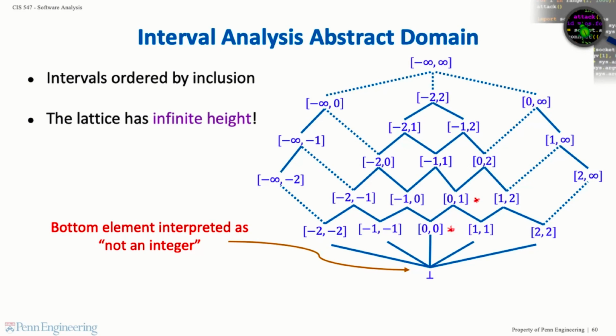The infinite height poses a problem. The fixed point computation approach that we have seen so far requires this structure to have finite height in order to guarantee termination. Shortly, we will see how this problem can be circumvented using a technique called widening. But before that, let's first learn about the operations of interval analysis.